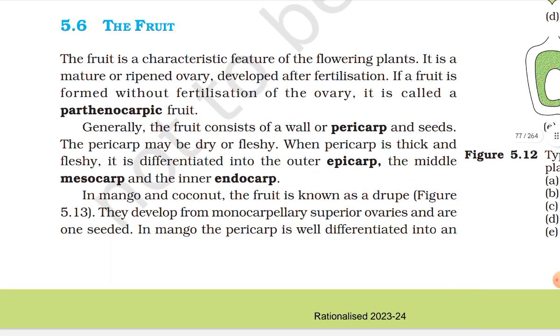The fruit is a characteristic feature of all flowering plants. It is a mature or ripened ovary developed after fertilization. If a fruit is formed without fertilization of the ovary, it is called a parthenocarpic fruit.